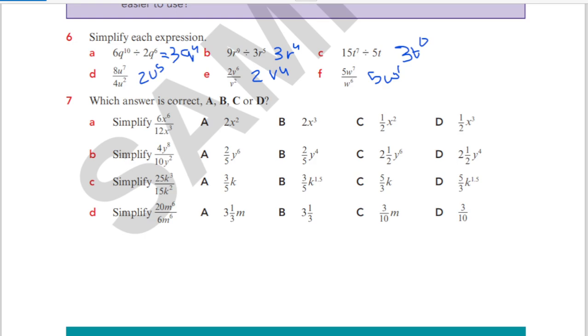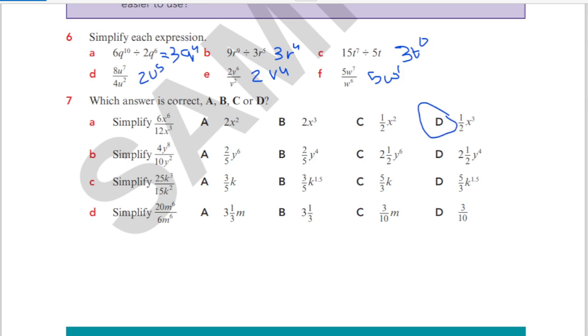Question number 7. You have to simplify these expressions, select which part is correct, and choose the best answer. Simplify 6 over 12. 12 is divisible by 6 in the table of 1. So 6 over 12 will be 1 over 2, and 6 minus 3 will be positive x3. So the answer will be D, 1 over 2 x power 3.